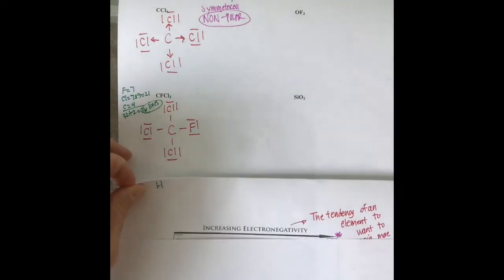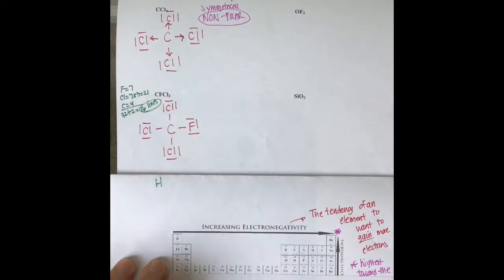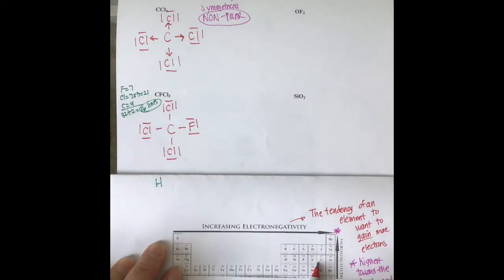Now we need to determine the electronegativity. If you go back to your table, you can see that a carbon-chlorine bond is not going to be an equal tug of war.